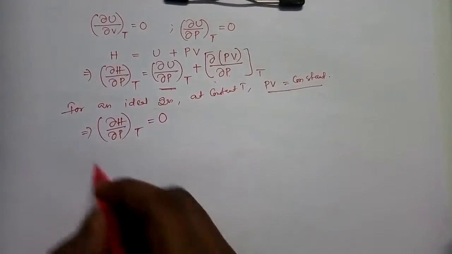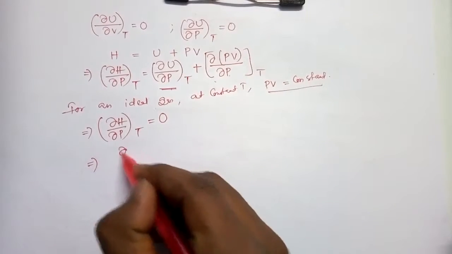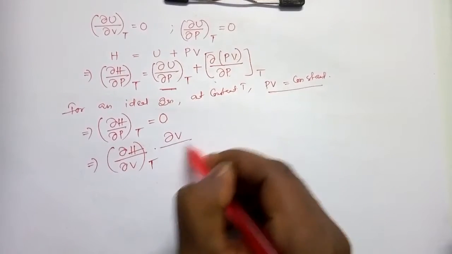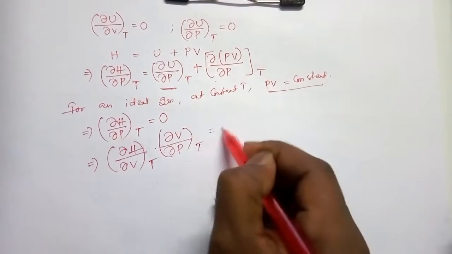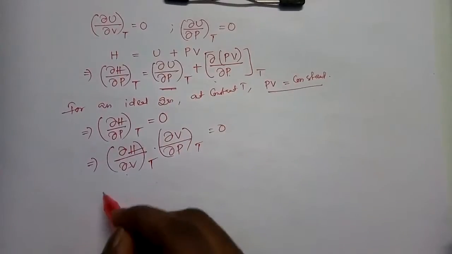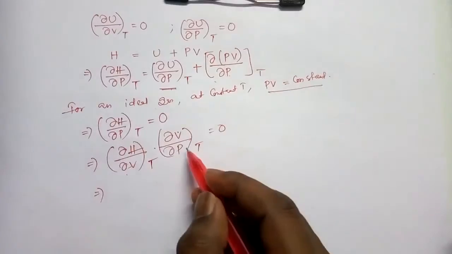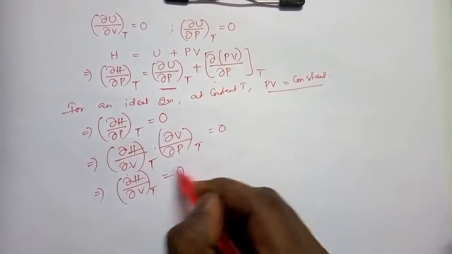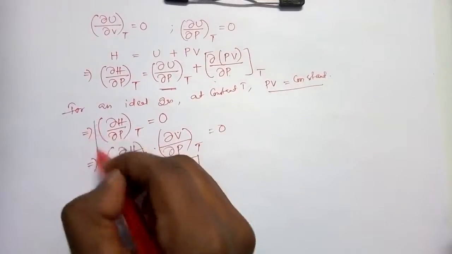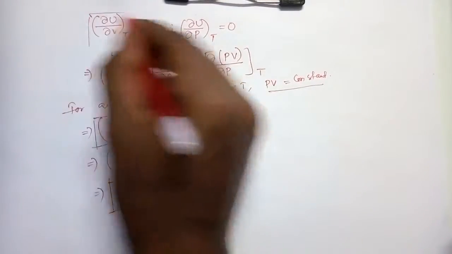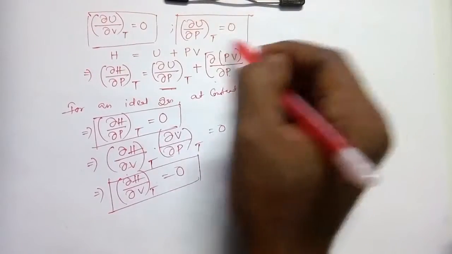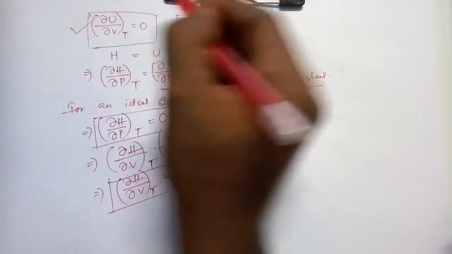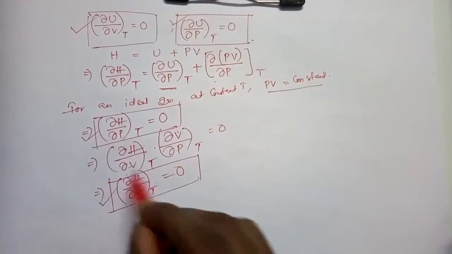Right? Again, if del H del P at constant T equal to 0, then del H del V at constant T into del V del P at constant T equal to 0. Multiply. We know that del V del P at constant T is not equal to 0, then del H del V at constant T equal to 0. So this is the condition, and this, and this, and this. For a free expansion process, these four conditions will be satisfied.